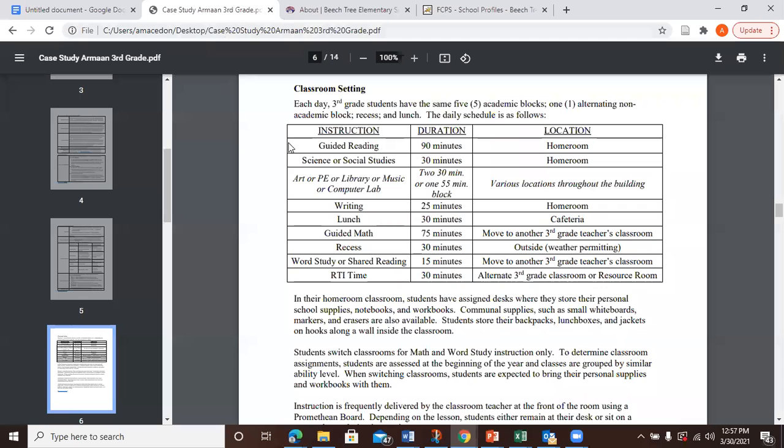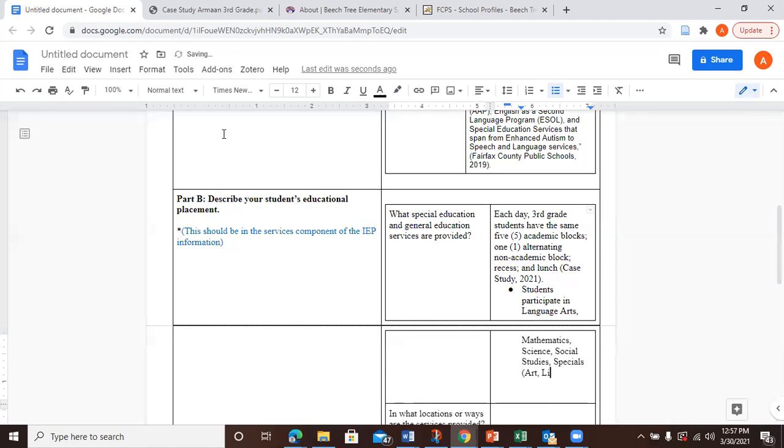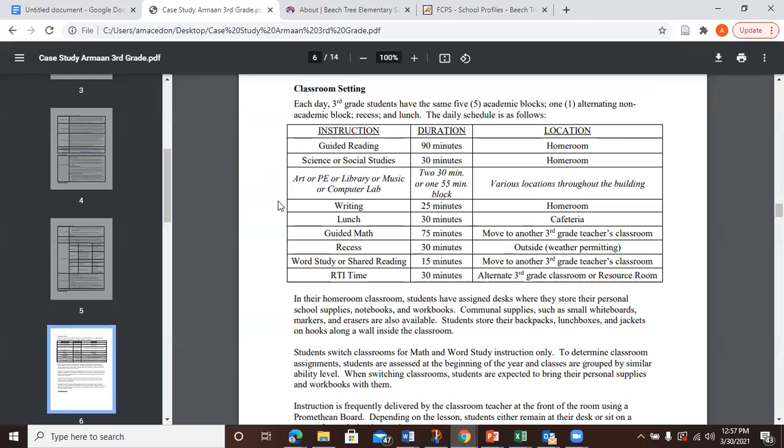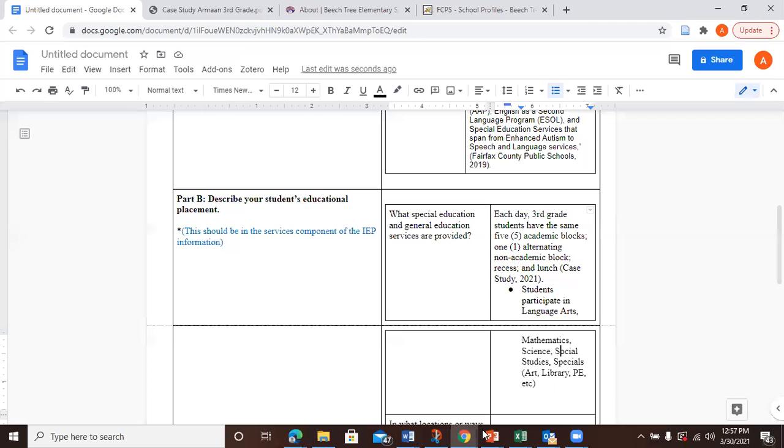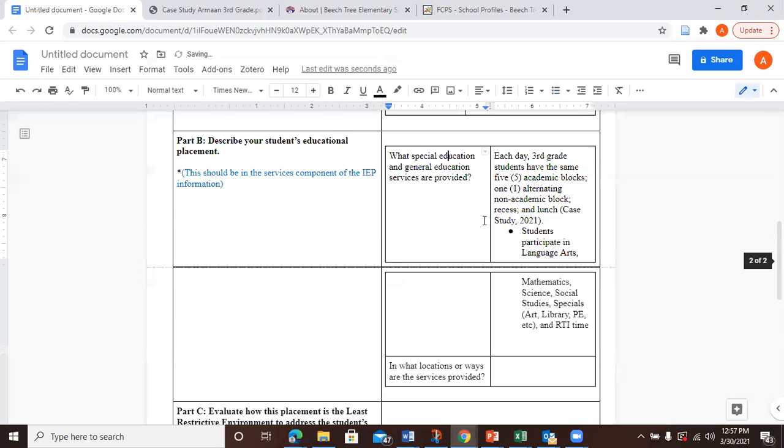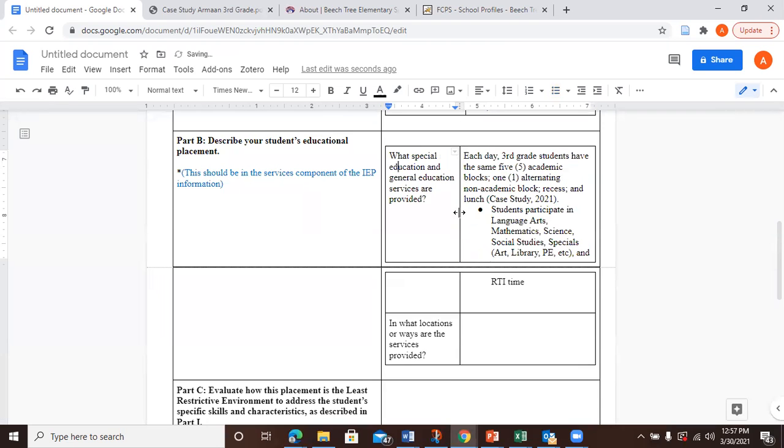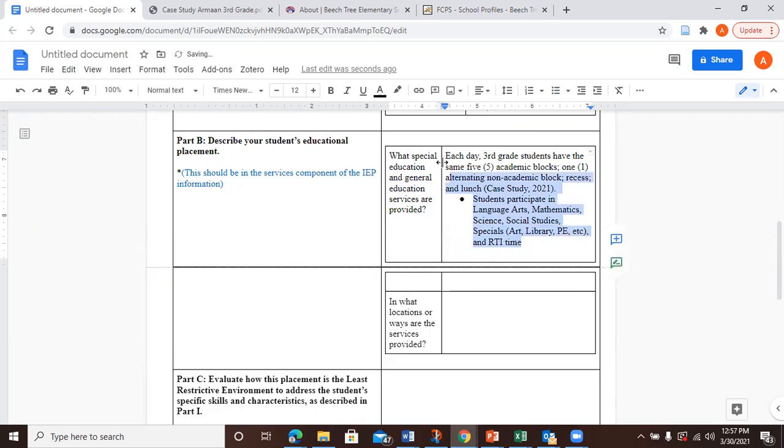What else does it include? Art, PE, library. So language arts, math, science, social studies, specials. Do you see, I just included guided reading and this at the same time. And they also have RTI time. So again, this is looking at what all students are provided. All students are provided this, okay?